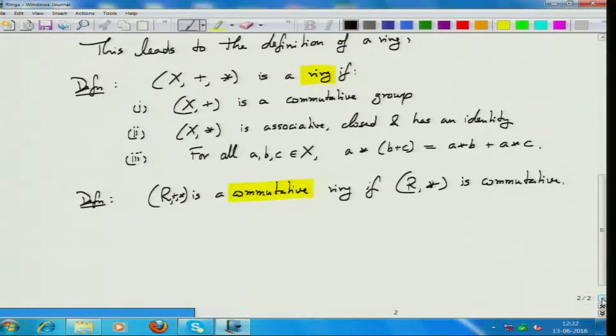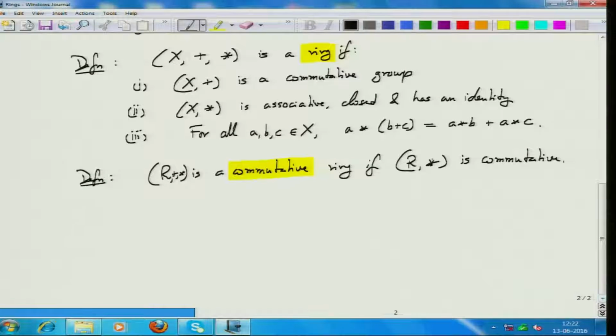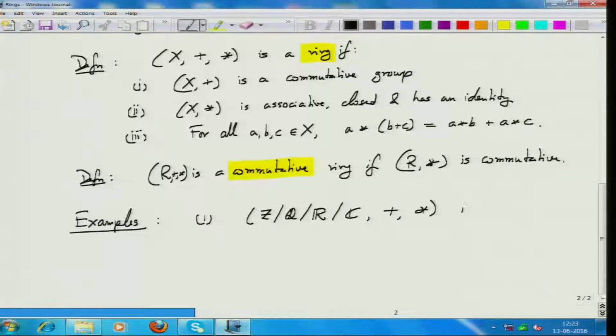And now we can immediately ask for examples of rings. Of course, integers, rationals, reals, complex numbers under addition and multiplication form a commutative ring.